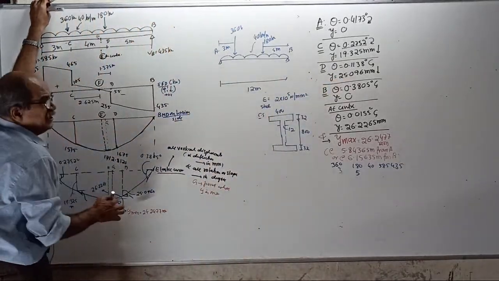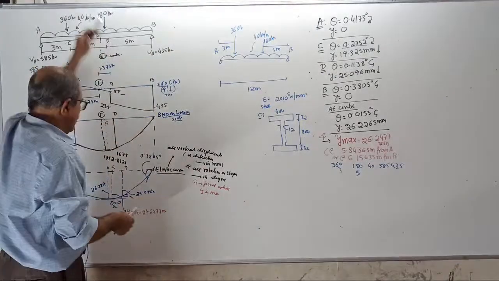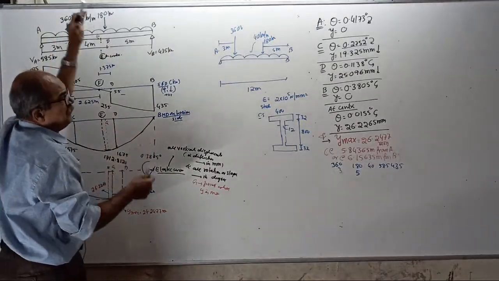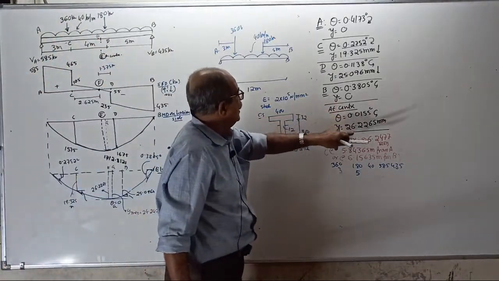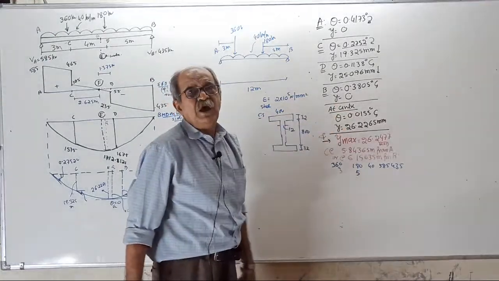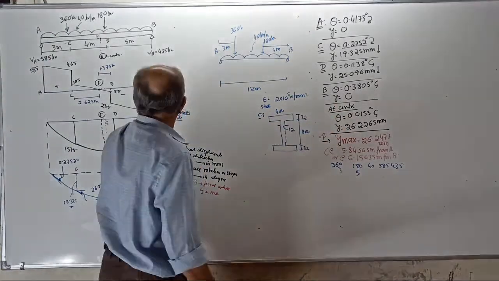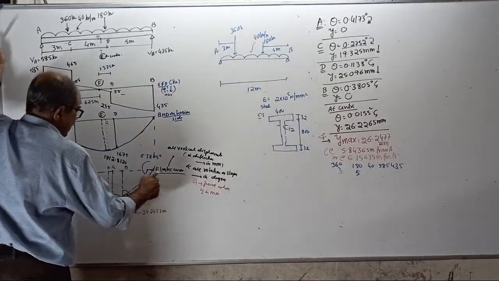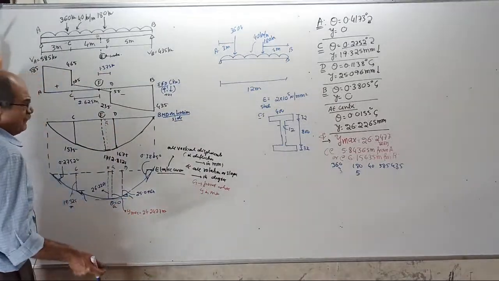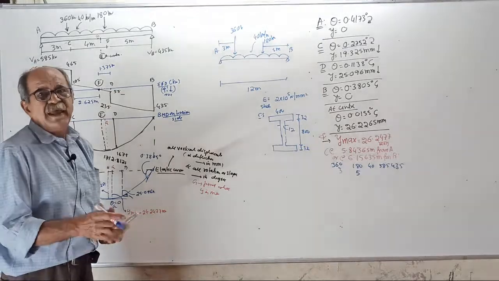And at the center, very small slope, because why? The slope is how much? 0.0155 degree anti-clockwise. This is the elastic curve. Because it is difficult to draw to scale, make a note.